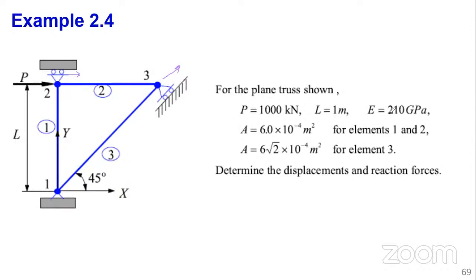The Young's modulus is given at 210 GPa. This is steel. This is the typical Young's modulus for mild steel. Okay. Then the area for element 1 and 2 is the same. So this is element 1 and 2.